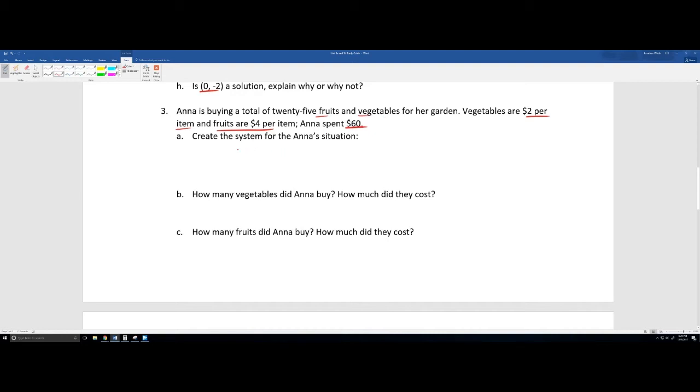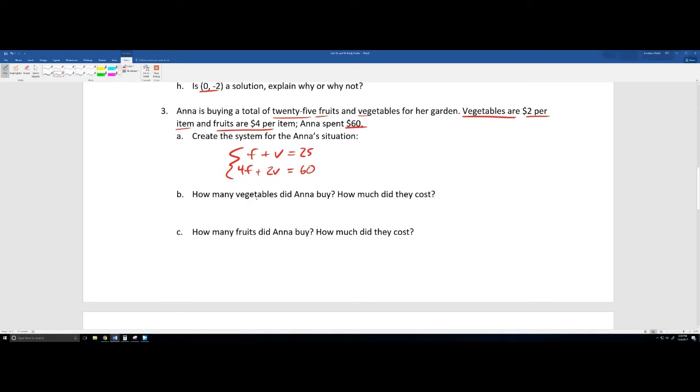All right, so create a system. We got fruits and vegetables, and she got, ooh, missed that, 25 of them. We know that vegetables are $2 per, 2v, 2 per vegetable, and $4 per fruit. She does spend $60. So it looks like there's my system.